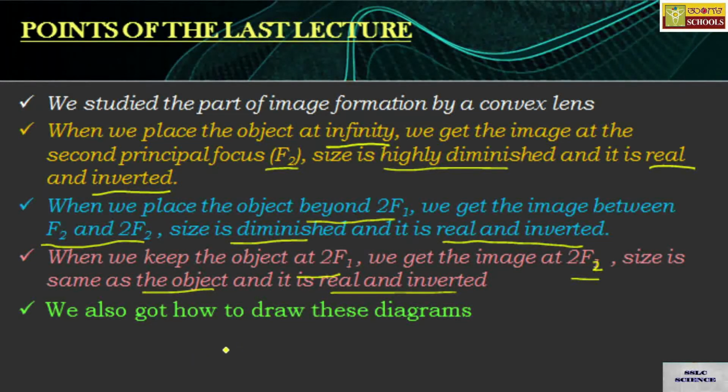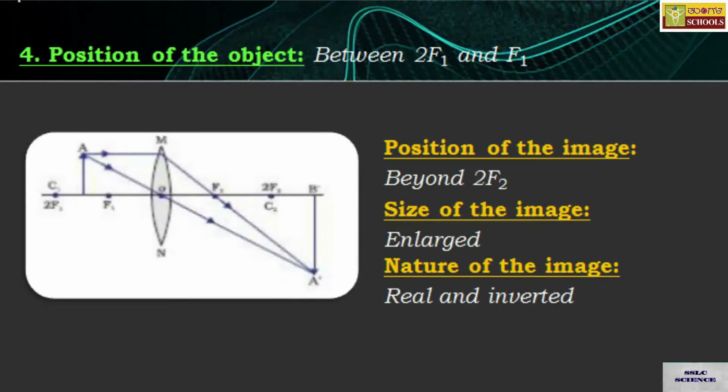We also learned how to draw these diagrams with respect to their positions, how to get the image. All those we discussed in the last class. In this session of the lecture, we are going to continue with the rest of the positions as well as their images. So we are into the next position of the object, between 2F1 and F1.